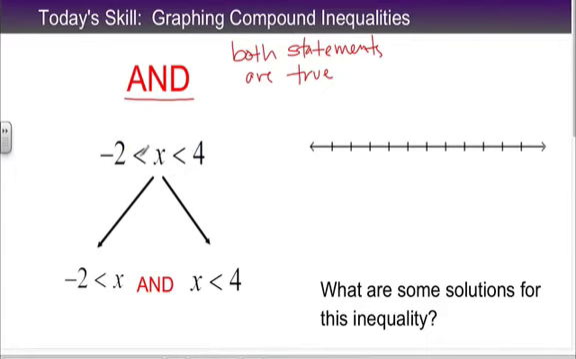Now those two inequality symbols lead to two different statements. So we have this statement right here, -2 is less than x, and we have the other statement right here, right, that leads to this statement, x is less than 4. Now usually when you write an "and" statement, we always write the smallest number on the very left, and then we write the bigger number on the very right, and then x, or your variable, is usually in the middle. That's not always the case, but that's usually the case.